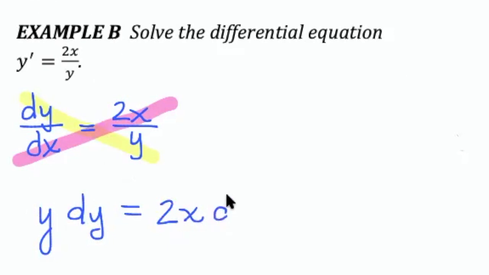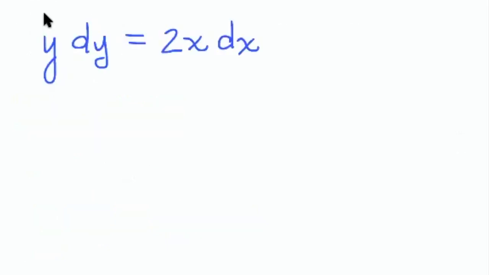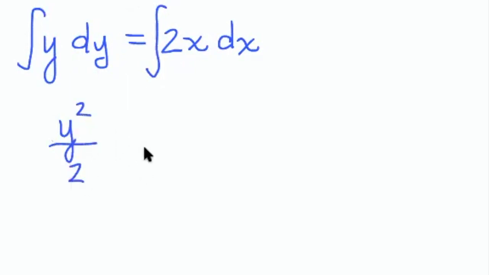So my separation of variables has been achieved just by cross multiplying. That won't always be the case, but if you can cross multiply, it's usually a good place to start. Now I'm going to integrate both sides. Y dy will become y squared over 2. And again, I'm not going to bother putting a constant on the left and the right. I'll save it for the right side.